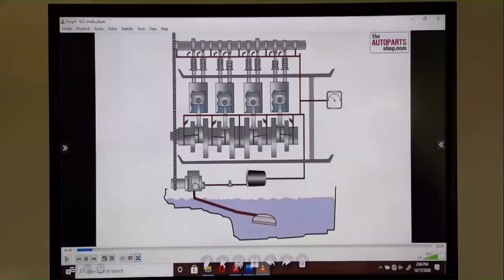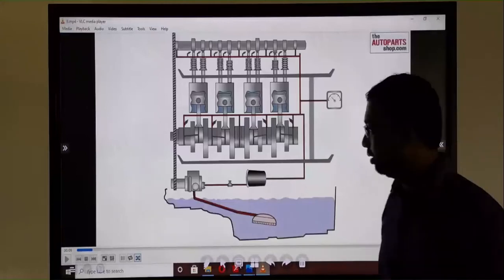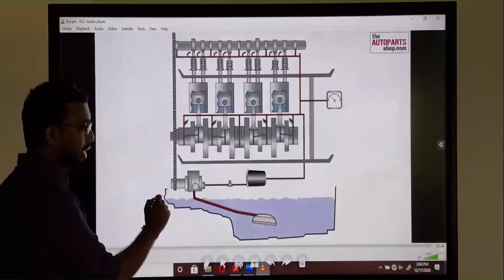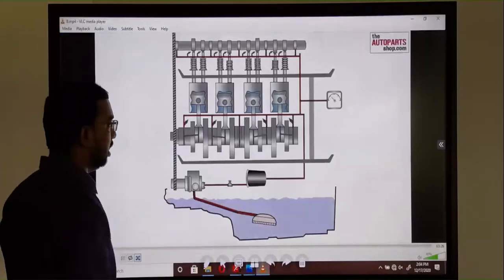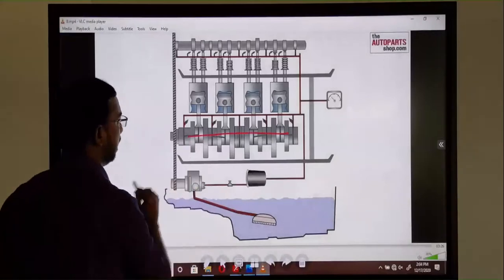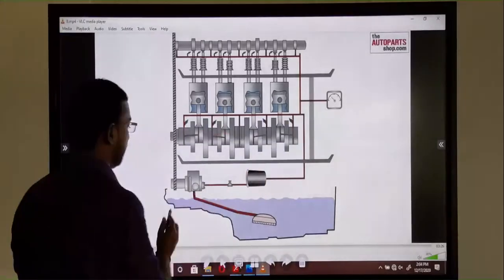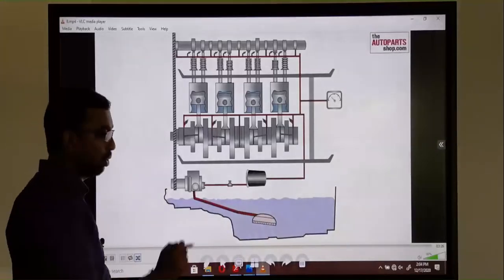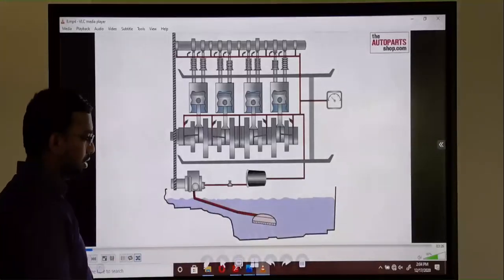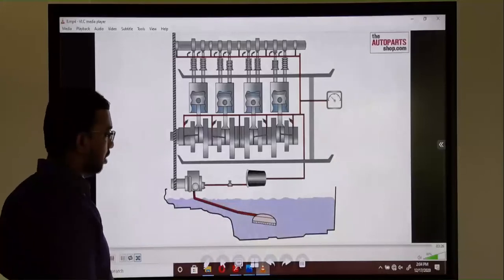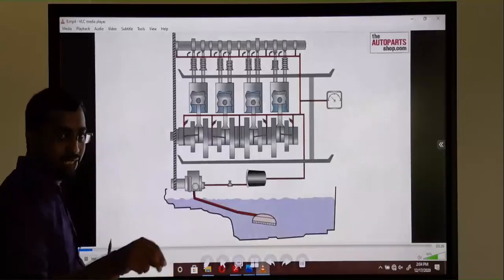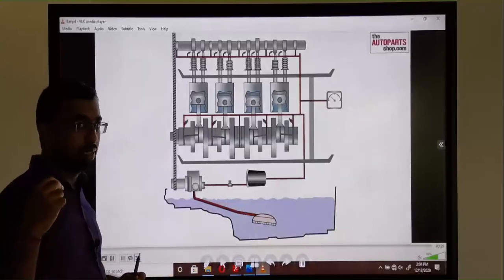Here you can see this is called a strainer. This is the oil pump, inside the oil sump. This is the crankshaft. The oil sump is a metal casing where the oil is stored, so we have to maintain a particular level of oil. With the oil gauge, we can measure the level of the oil.